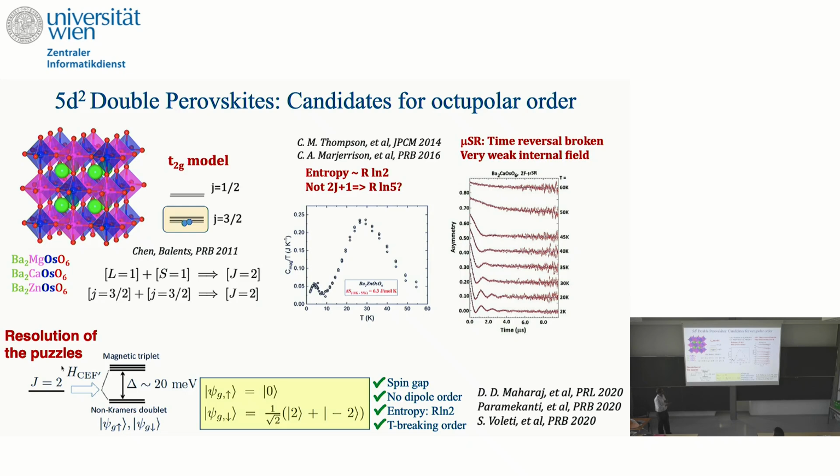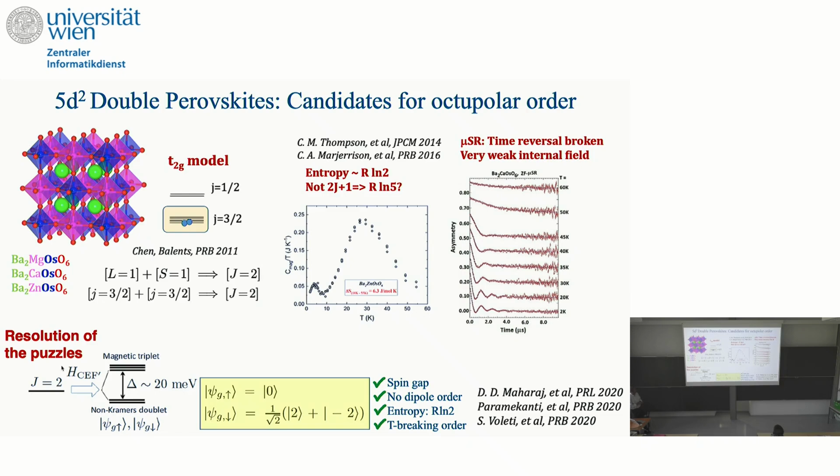The second puzzle is that there was work from muSR where people found that when you go below this phase transition, there are oscillations that show up in the muSR signaling time reversal symmetry is broken. But the internal fields that one infers from these oscillations are actually extremely small. So they are not as large as you expect from a Bohr magneton worth of magnetic moment. So this was an interesting puzzle, and Bruce will touch upon some of this in more detail in his talk later in the week.